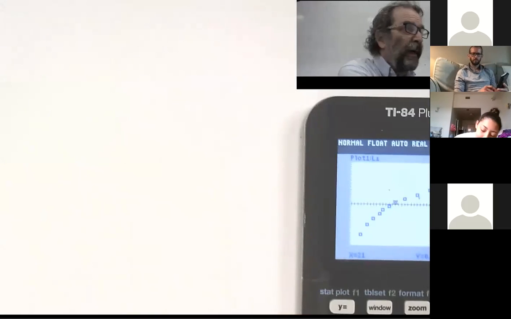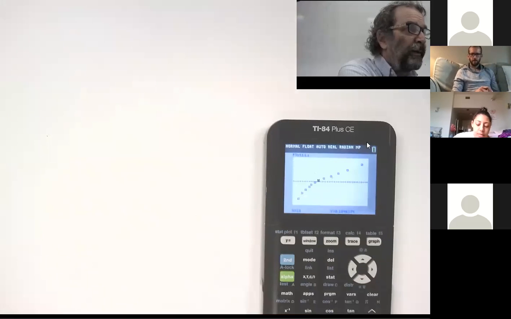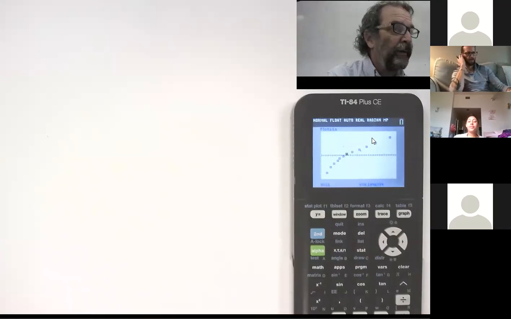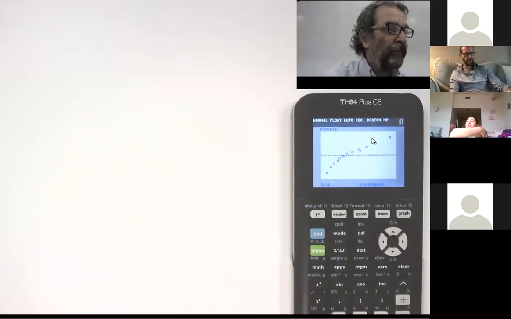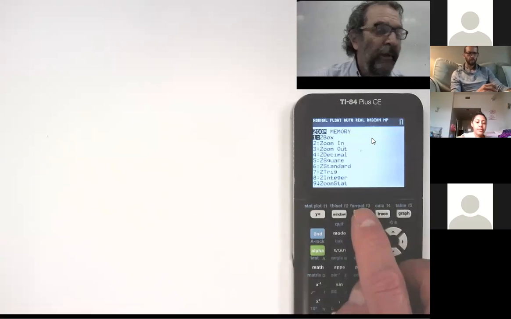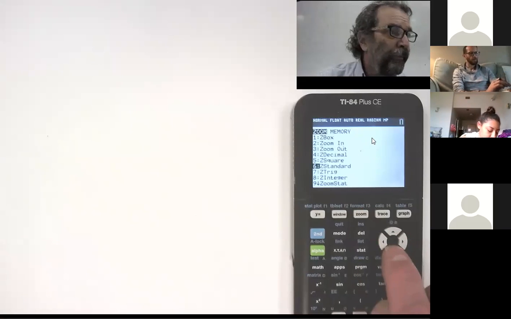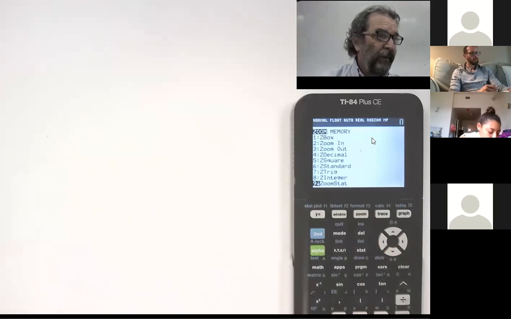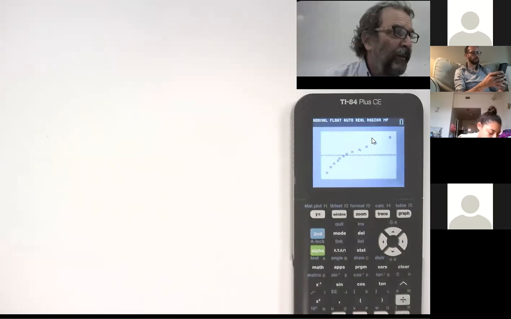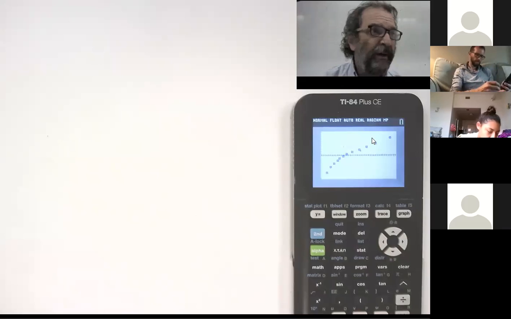Let me back this up so I can look at the setup. I put all the info in. I went second stat plot, I turned plot 1 on, and then you have to go to zoom and go down to zoom stat, so that'll set the window based on the data. Zoom and then 9. Hit enter there, and that'll set the window, and then you have to hit graph again.